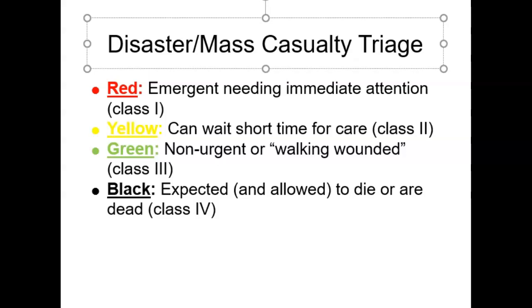This patient would be a green tag patient. Patients with sprains or strains would be green tag. This patient would be a red tag patient. Patients experiencing signs and symptoms of shock would be red tag. And finally, this patient would be a black tagged patient. Patients with extensive full thickness body burns would be considered black tagged.